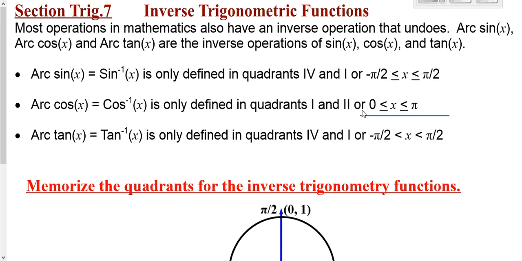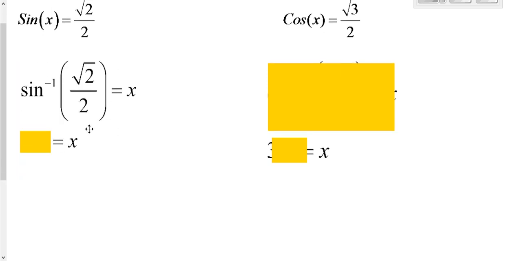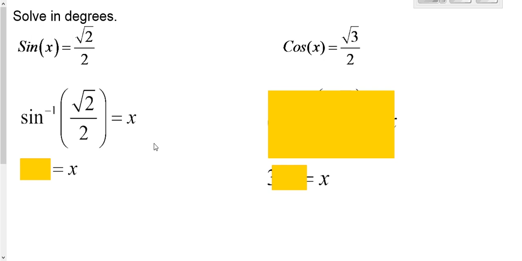Now, if you're dealing with inverse cosine, that's just quadrants 1 and 2, and you don't have to be concerned about rotating backwards. So here, we need to solve these. To solve them, you need to get x by itself. So you need to undo sine. To undo sine, I would need to take the sine inverse, or arc sine, of both sides. And I would get this. This is just representing an angle.